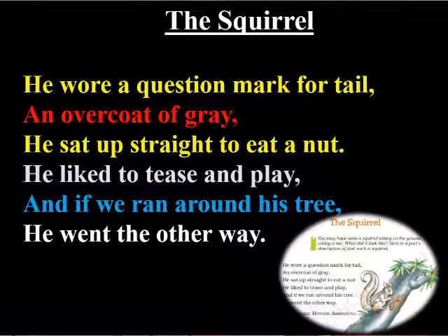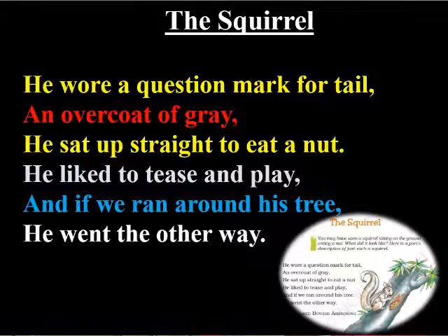So the last two lines, and if we ran around his tree, he went the other way. The poetess says that if a squirrel is on a tree and if you come closer to him, he will move very fast and he will look back from the other direction as if he just wants to tease you. So this was the explanation of the poem.